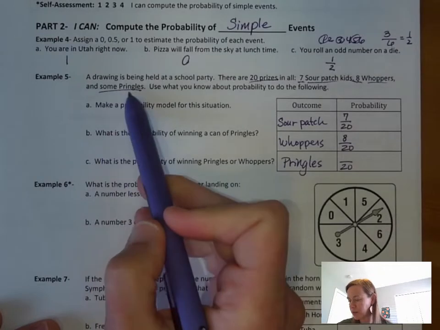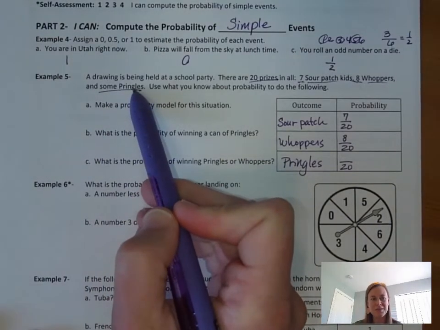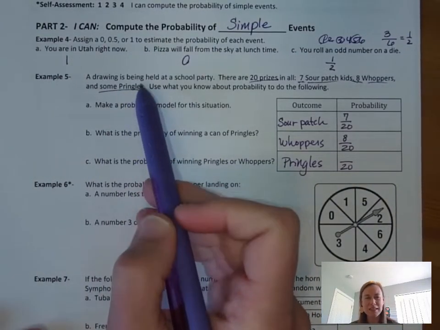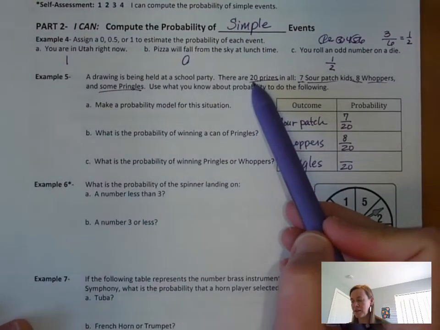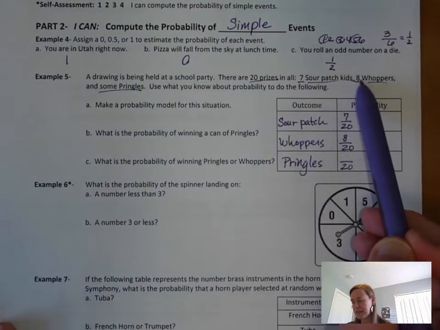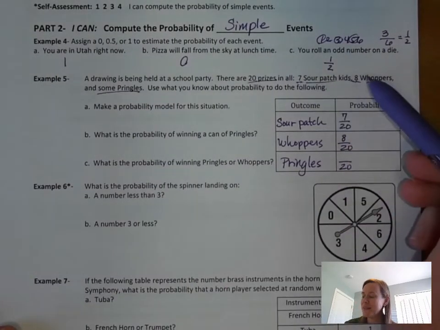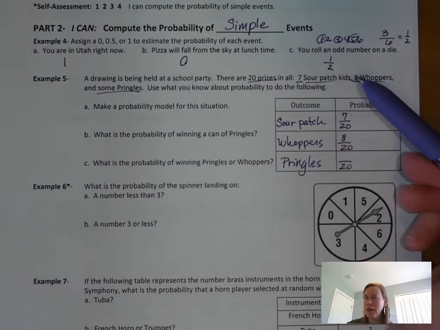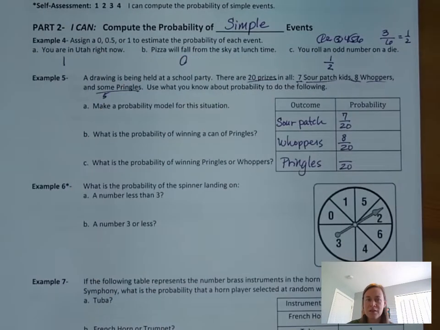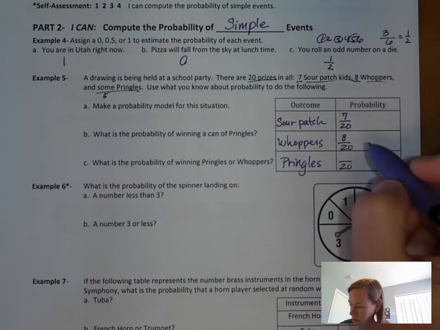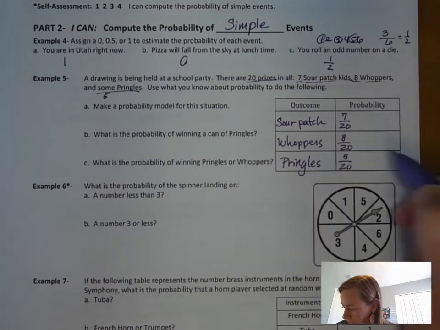And then Pringles, they don't tell us how many of those, but we can figure it out, right? So we know if there's 20 prizes in all, 7 plus 8 plus whatever number of Pringles needs to add up to 20. So 7 plus 8 is 15, and 15 plus 5 equals 20. So Pringles is 5. You can put your 5 here.